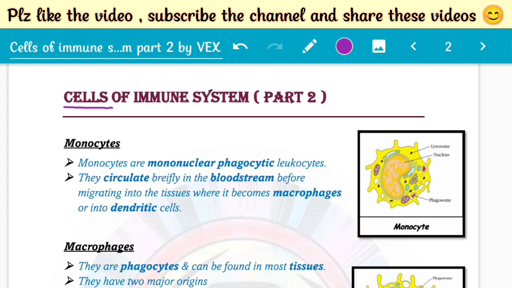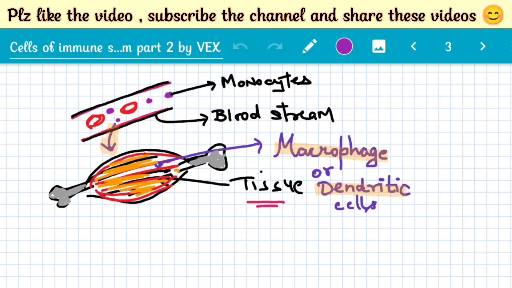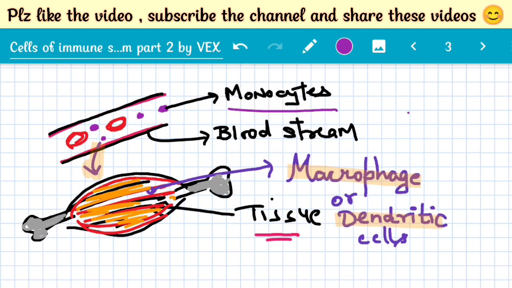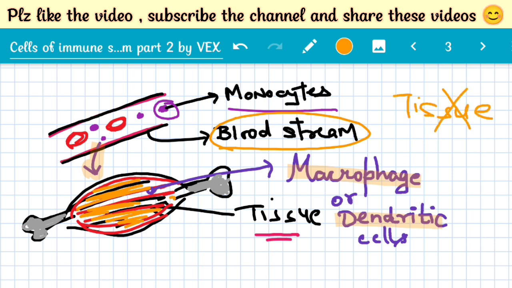So we are talking about cells of the immune system. This is part 2, you already know. So let's start with the monocytes. First let's look at a concept. These are the monocytes, and monocytes basically circulate in the bloodstream. They are not found in the tissues. They are found in the bloodstream.